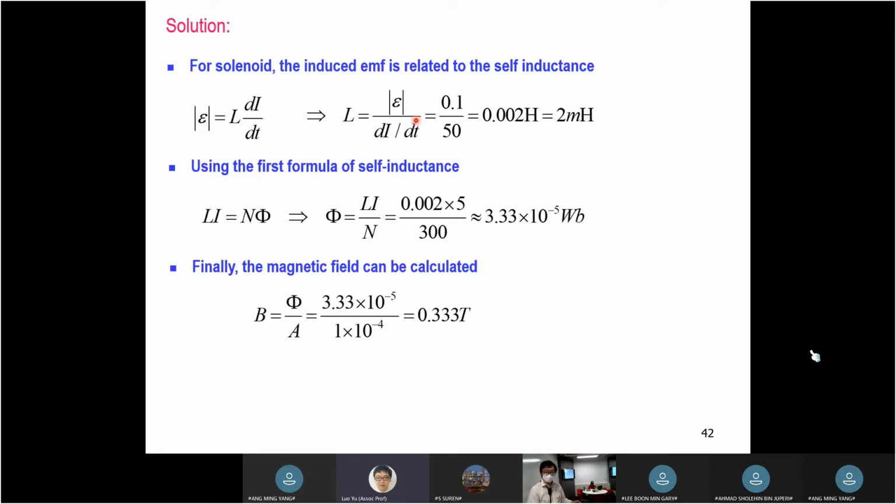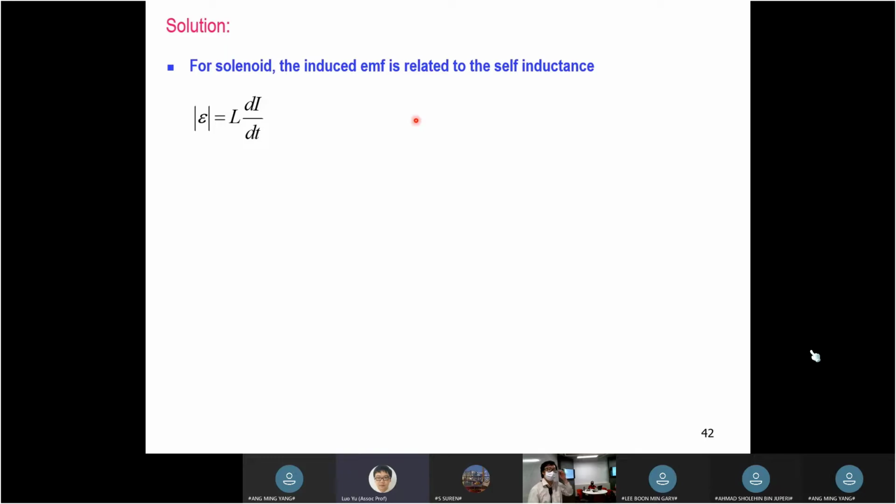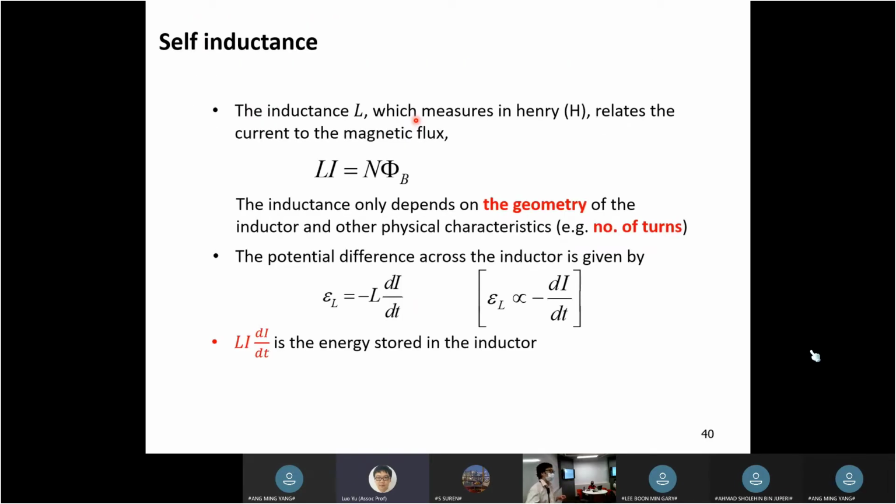In the formula is negative L. Oh, the negative L is for the solenoid. So for the solenoid, when the current is increasing, the induced EMF will try to prevent the current from increasing.